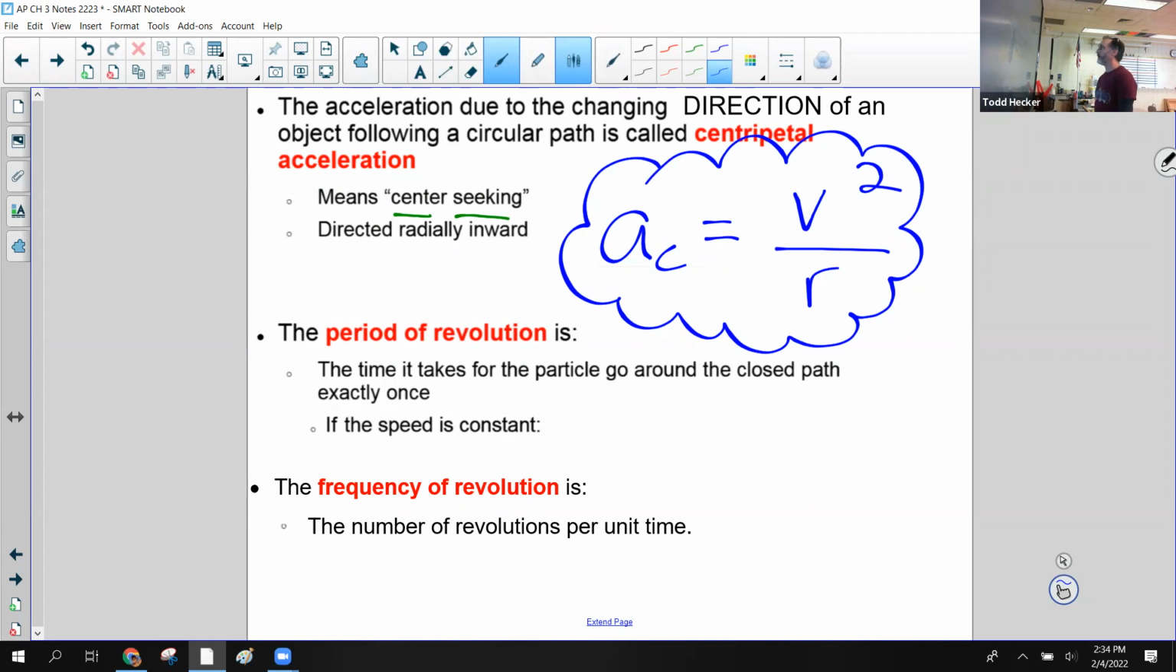If you are genuinely curious about where this equation comes from, I'm happy to show you in class. It comes from some geometry, and 99% of you don't care. But if you want to see the derivation for that equation, I'm happy to show you.